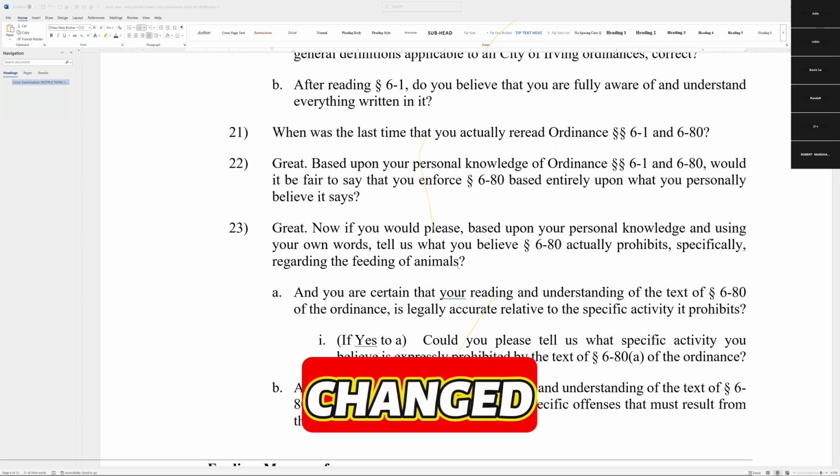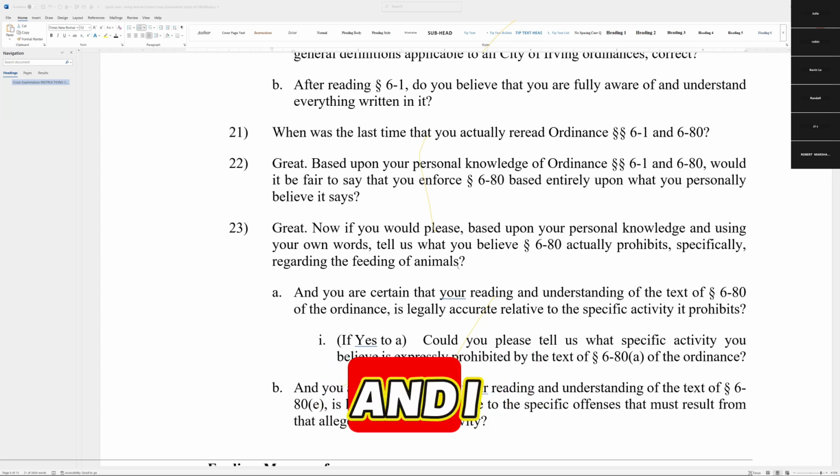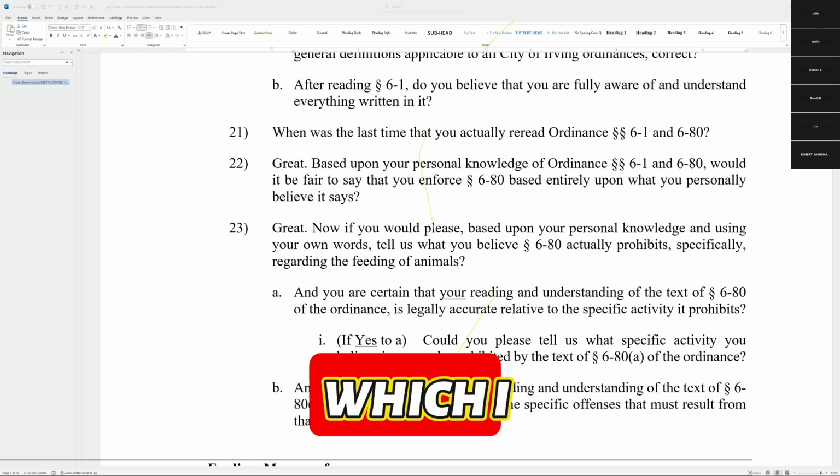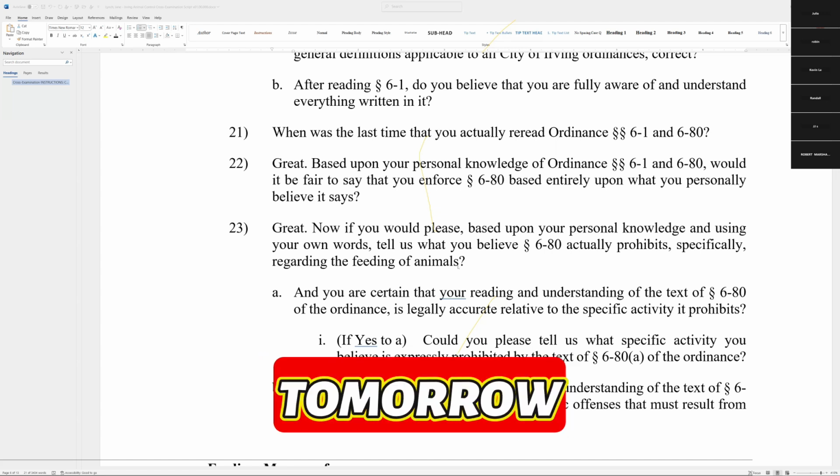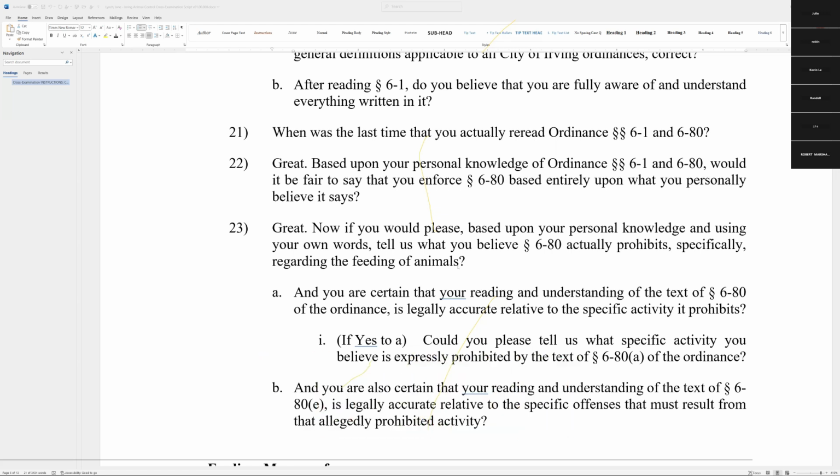Well, that's changed now, so I just filed the last motion today, and I didn't schedule it for a hearing, which I should have done, which I can still go back tomorrow and do. In any case, it'll be denied.